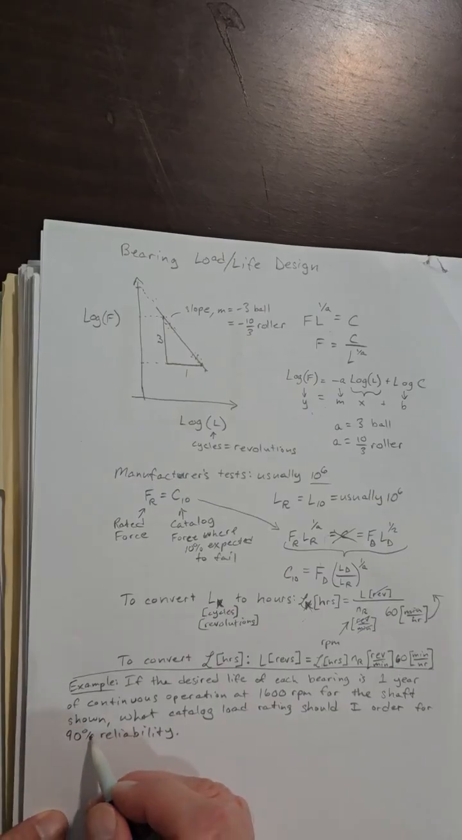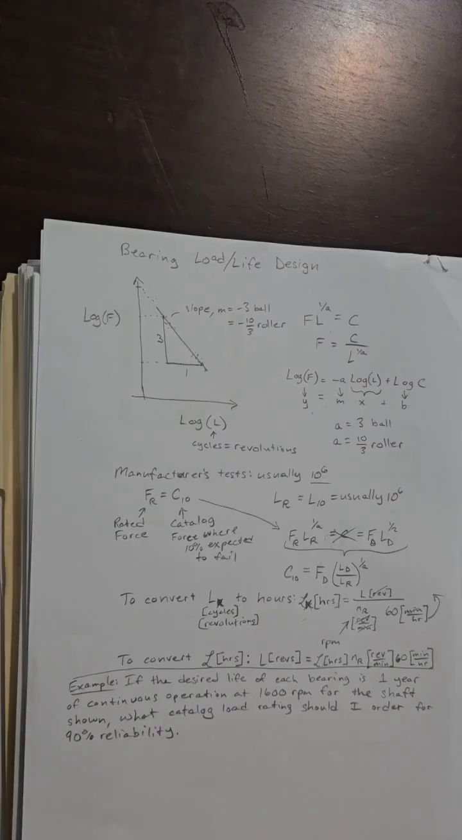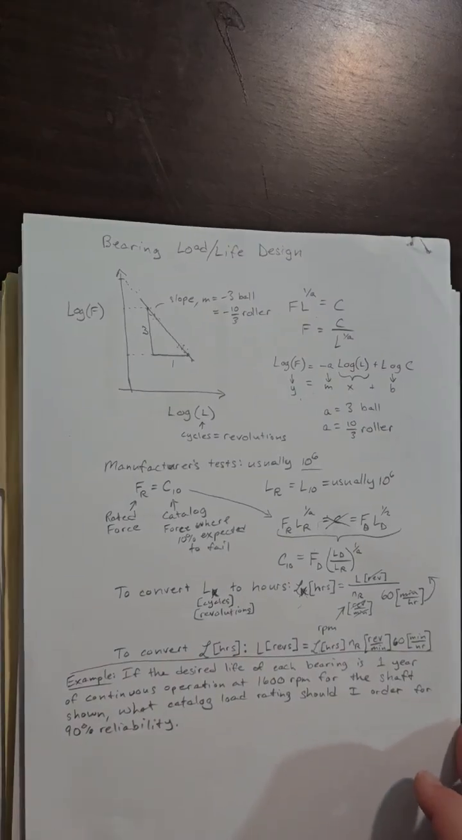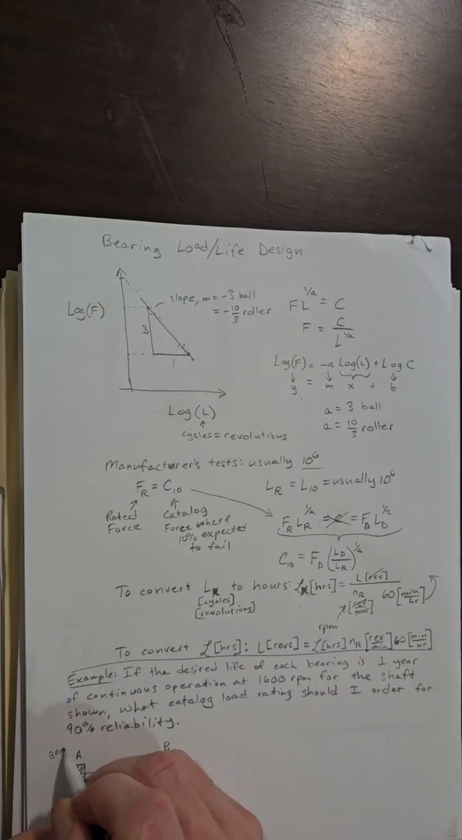Right now this 90% is key because the catalog ratings are typically already at 90% reliability. So I can use the catalog ratings directly. And what does my system look like? I have my shaft, bearing A, bearing B.